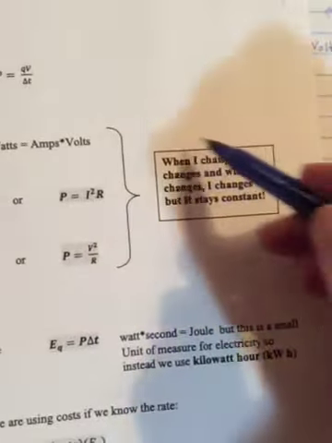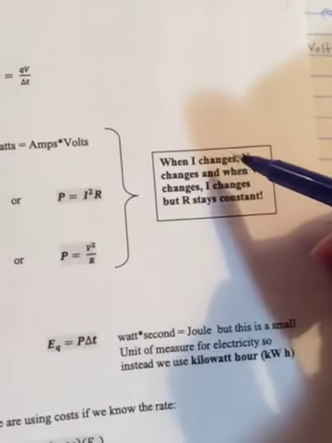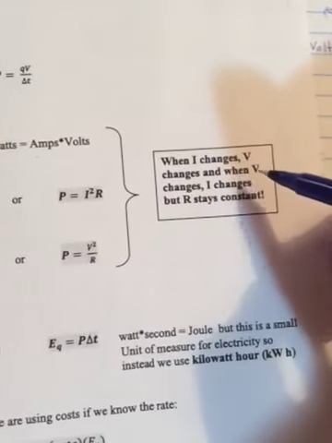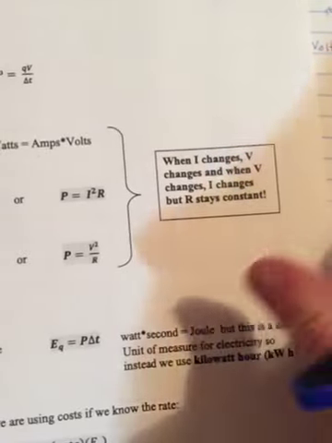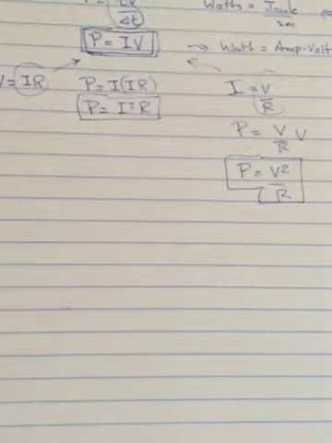They're highlighted. But notice this little box right here on your note sheet. It says when I changes, V changes. And when V changes, I changes. But R always stays constant. Now you might be like, huh?